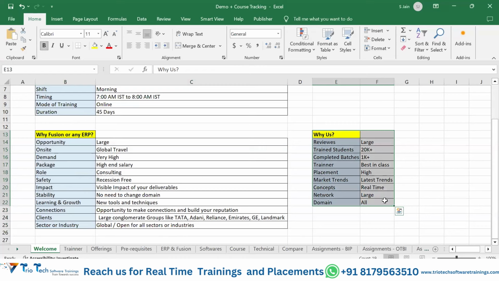The reason behind that, guys, is that we have a large number of reviewers. You can go and check the Google reviews, you can check on our website. There is a large review base, with almost a 5+ rating. We have trained more than 20,000 students. We are providing job assistance.